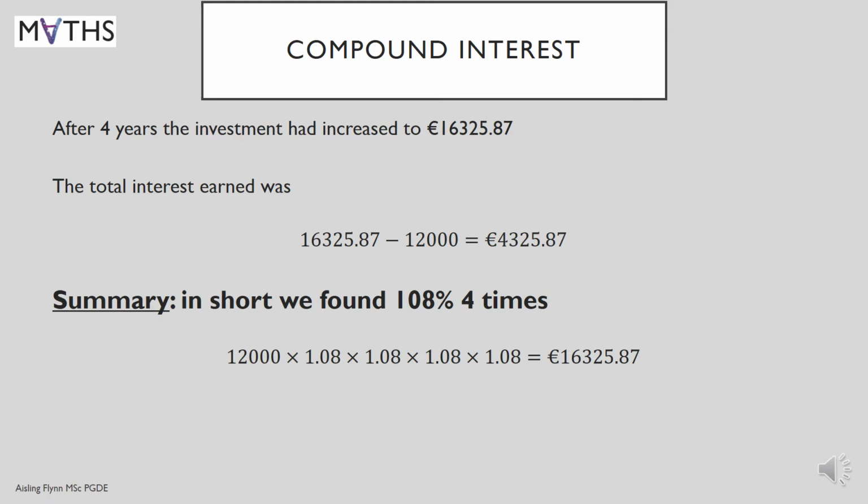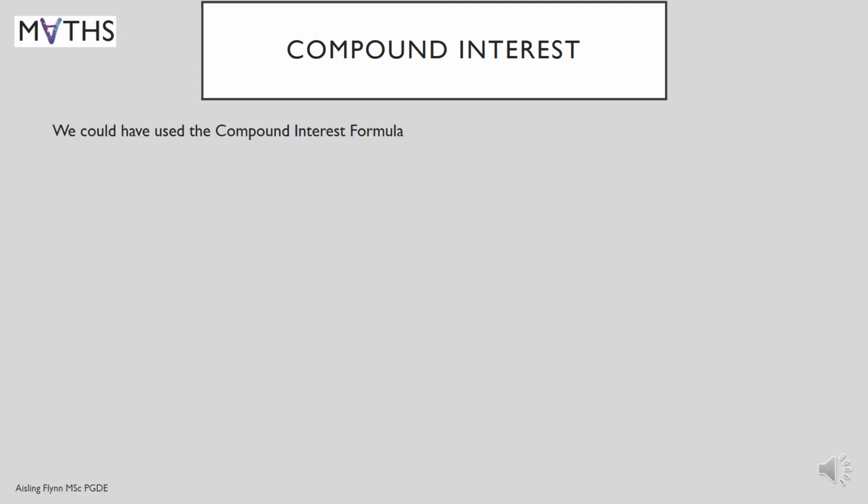Now we can go better again. We are multiplying by the same number 4 times. We've learned before that you can use powers to write those in short. So we can multiply 12,000 by 1.08 to the power of 4, and this will also give us the same answer. This brings us on to the compound interest formula, which makes use of powers.